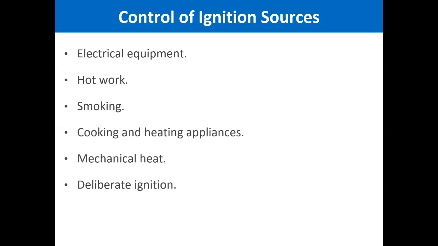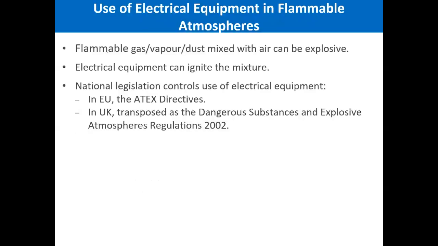Mechanical heat should be controlled by reducing friction, regular maintenance of the machinery, making sure that the parts of the machinery are adequately lubricated so that they don't generate heat because of friction. And we also need to install CCTV cameras if required, to avoid deliberate ignition. Okay, so the use of electrical equipment in flammable atmosphere, that's another common cause of fire. So you need to make sure that you only use fire rated equipment in flammable atmosphere.